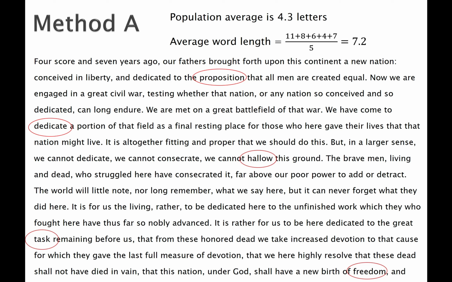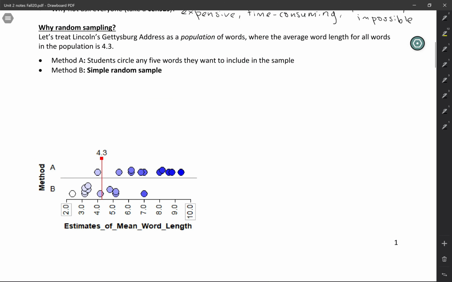But this is actually a good bit too high. The population average, if we were to take the average word length for all of the words in this population, is only 4.3 letters. So we've overestimated by a good bit here. And overestimating, that's actually pretty typical if you just let people circle any 5 words that they want to and use that as their sample. So this method tends to overestimate.